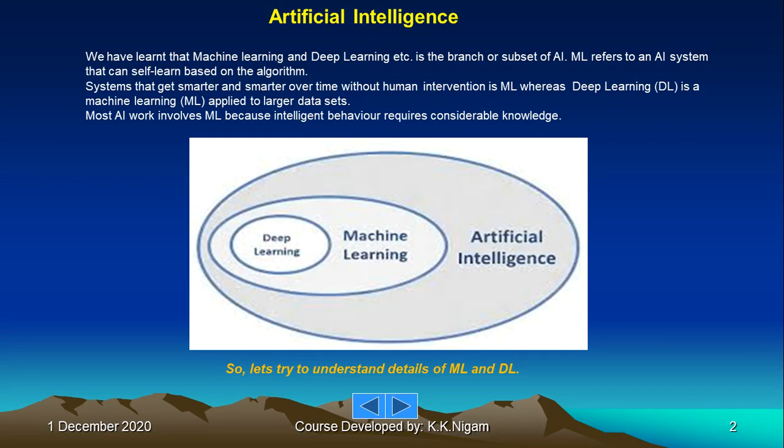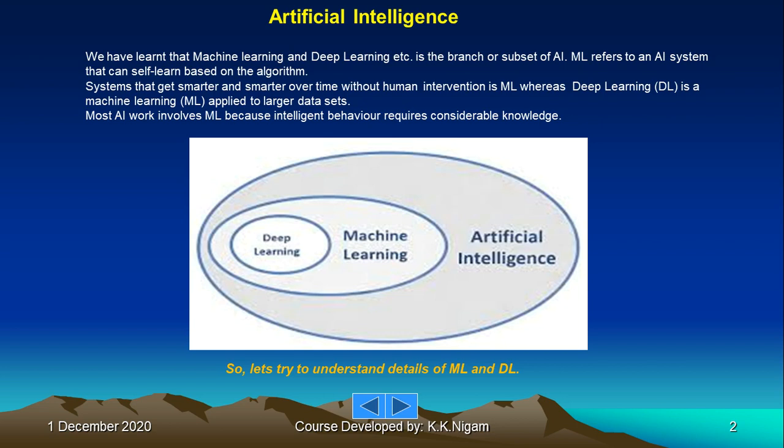Now, machine learning refers to an AI system that can self-learn. Because of the training on the machine, it starts learning by itself depending on the algorithm. So the role of the algorithm becomes very, very important. The systems that get smarter and smarter over time without human intervention is machine learning, whereas deep learning is machine learning applied to a larger data set. Where machine learning is not capable, or may find some problem when huge data comes in, deep learning deals with that. So that is the broad difference between the two.